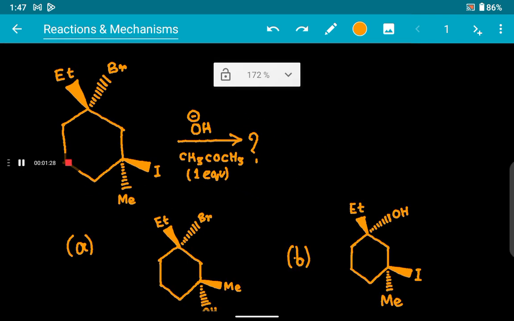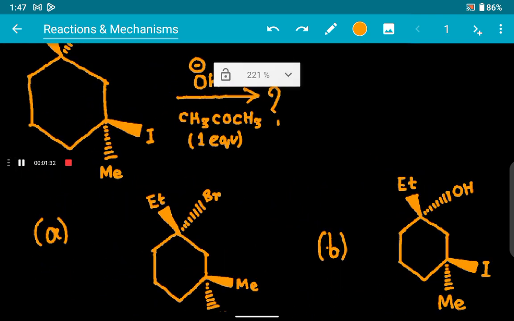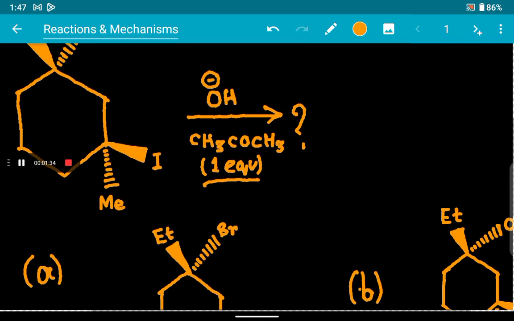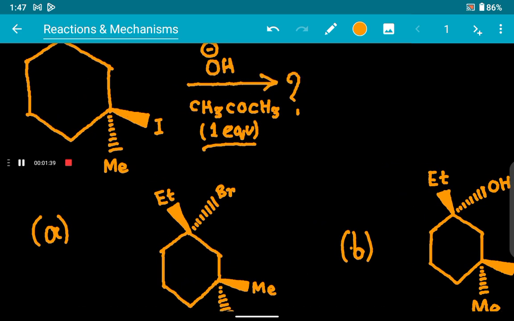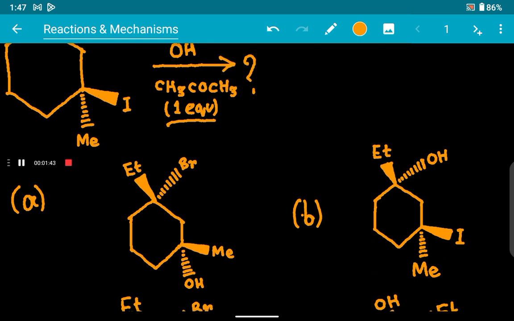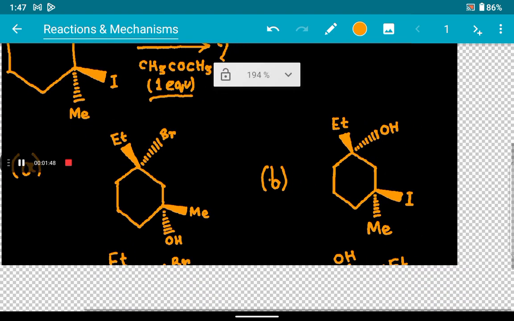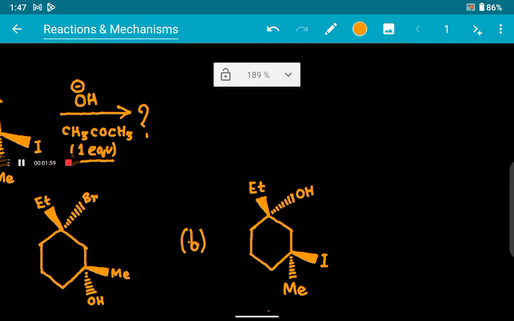But what will be the product? I mean, we have been given 4 options here. And also it is one equivalent, so only one equivalent of OH will react, which means that only one of these, bromine or iodine, will be replaced. So we have 4 options here, and this is a single correct type, so only one is correct. So yeah, let's do this.